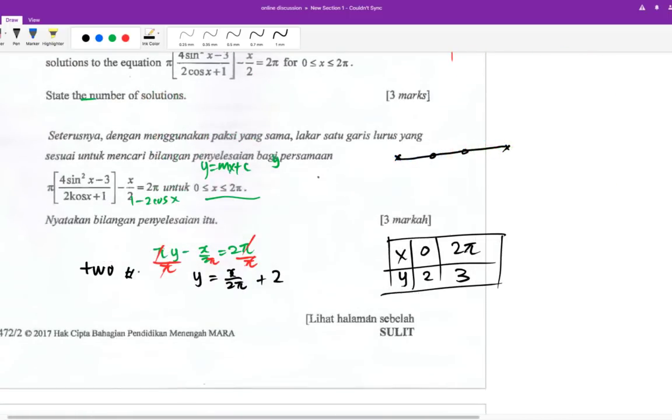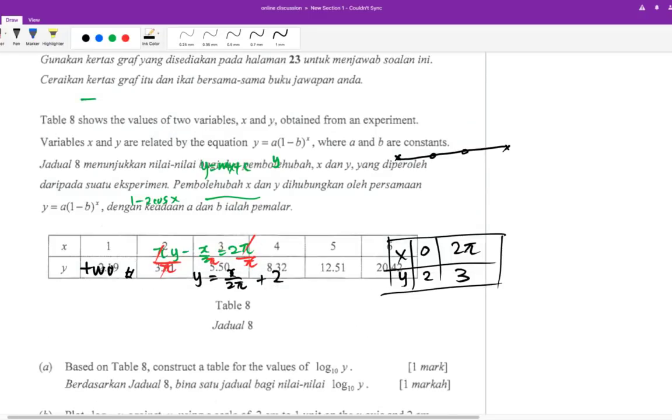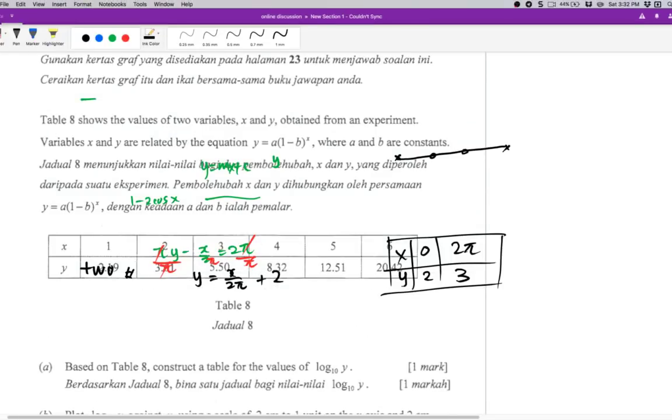Okay, and then I realize it's hanging again, so I will need to restart it.